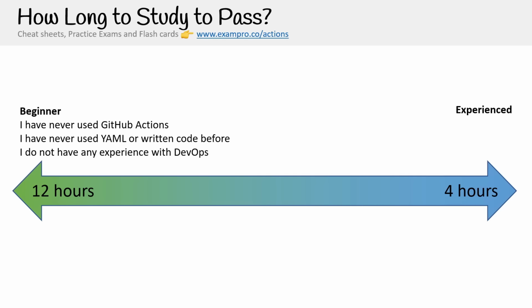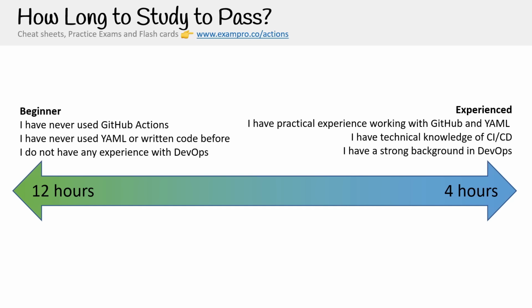If you're experienced, you have to go through my content and do the labs, and then you need to do practice exams and do some additional readings. So you're probably looking at 4 hours. Someone with a strong DevOps background or CI/CD knowledge is not going to have a hard time here. I would say average study time is around 8 hours.